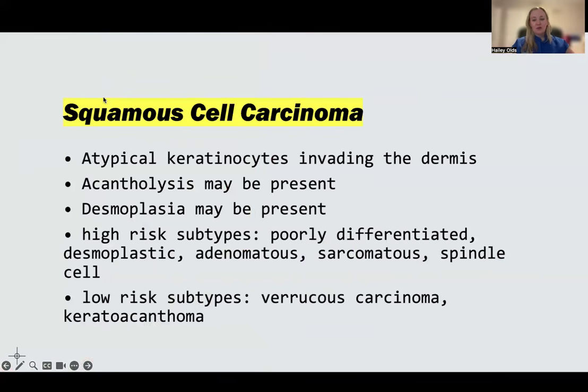So you see atypical keratinocytes that go into the dermis. You may see acantholysis, which is basically the keratinocytes breaking apart from one another. You can also see desmoplasia, which is when you get increased collagen in the area. And there's also, for this, a lot of different subtypes that you'll learn as you go through your training.